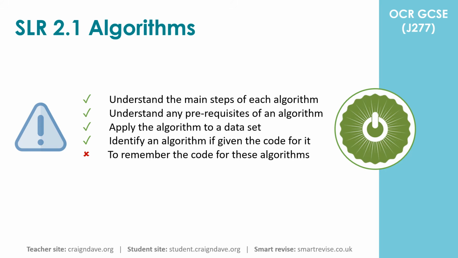The GCSE specification states that you must be able to understand the main steps of each algorithm, understand any prerequisites of an algorithm, apply the algorithm to a data set, and identify an algorithm if given the code for it. However, you are not required to remember the code for these algorithms. In the rest of this video, we will work through the pseudocode of the algorithm. While it is important and you need to be able to spot this code, don't get worried about remembering it line for line.